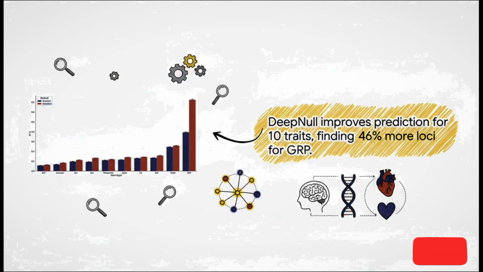When they unleashed Deep Null on actual patient data from the UK Biobank, the results were just incredible. For predicting the likelihood of glaucoma, Deep Null found 46% more significant genetic locations than the old-school method. I mean, that is a massive leap forward. It means we're getting way, way better at figuring out who's really at risk.